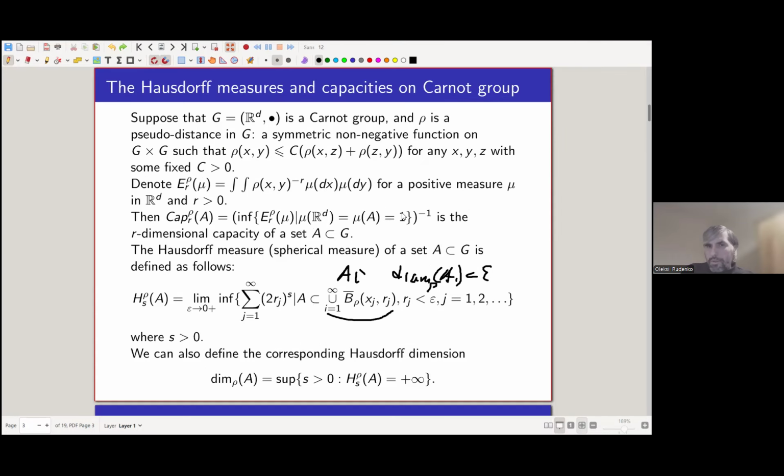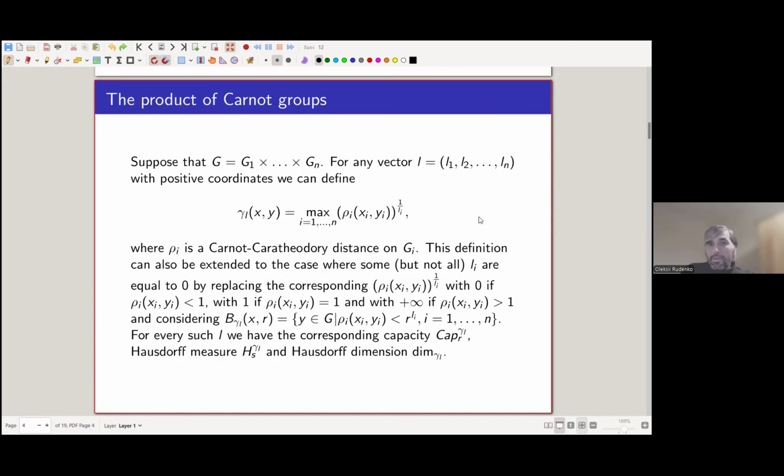In fact, you can also do it in the situation when Li is 0. Because we can just assume that this is 0 if this is less than 1, and infinity if it's greater than 1. And actually, I think it all works out. If it's not, tell me please, but I think it should work out, in the sense that it doesn't matter. Here, for example, if we consider a ball, and if Li is 0, this is just less than 1, and it's not a problem. Okay, so we can have corresponding capacities, Hausdorff measures and dimensions for this distance, these pseudo-distances.